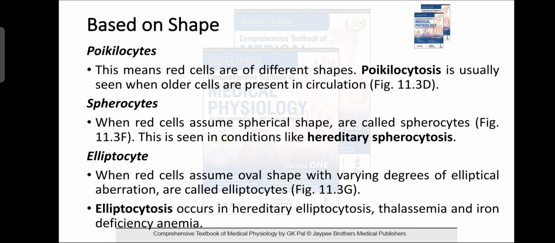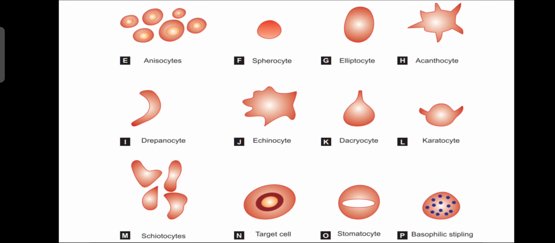Ellipsocyte: when the red cell assumes an oval shape with varying degrees of elliptical apposition, it is known as ellipsocyte. Ellipsocytosis occurs in hereditary ellipsocytosis, thalassemia and also in iron deficiency anemia. In this slide you can see the different shapes of the RBC. First is the anisocyte, then spherocyte, ellipsocyte, acanthocyte, drepanocyte, echinocyte, dacrocyte, keratocyte, schistocyte, target cell, stomatocyte and basophilic stippling. These are all abnormal shapes of the RBC occurring in different types of conditions.